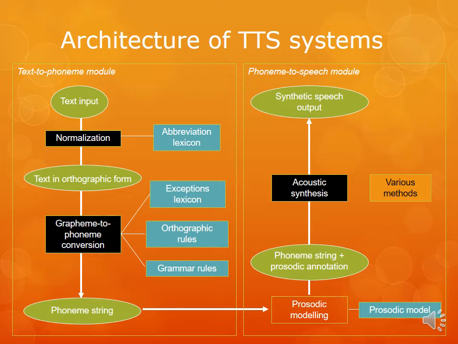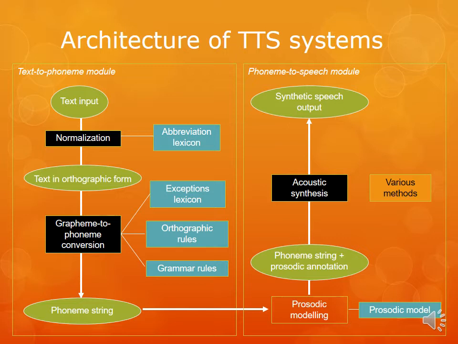Then in orthographic form, that means now we have graphemes, okay? I haven't yet explained what a grapheme is, but a grapheme is to written language as a phoneme is to spoken language. So a grapheme is the smallest written unit that brings about a change in meaning, okay? So the grammar rules of the language, the orthographic rules, how a statement should be written, and any exceptions are all inputs as we're trying to convert from a grapheme into a phoneme, okay? And then we get out the string of phonemes.